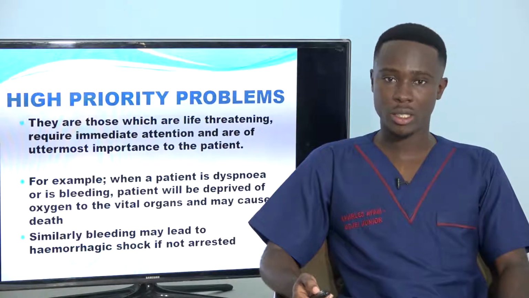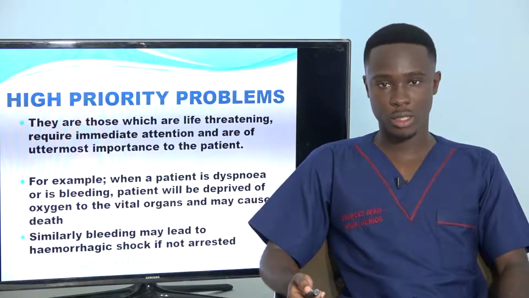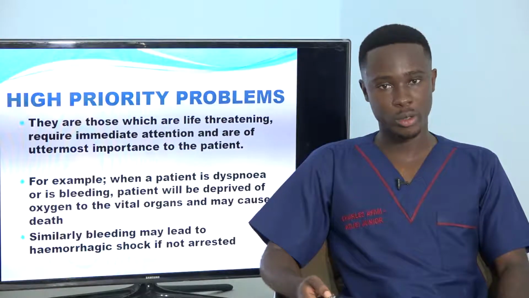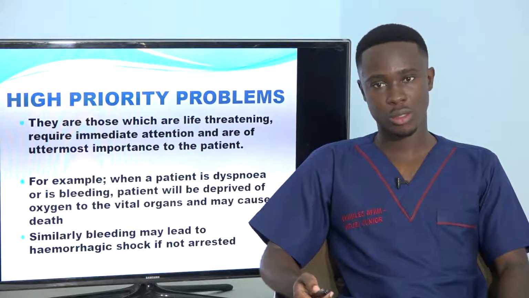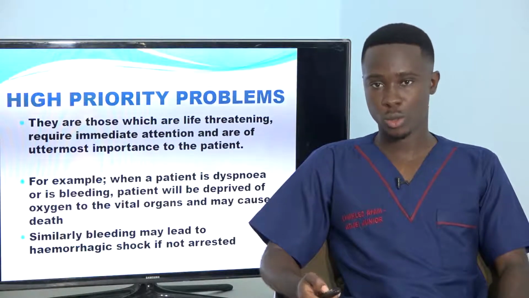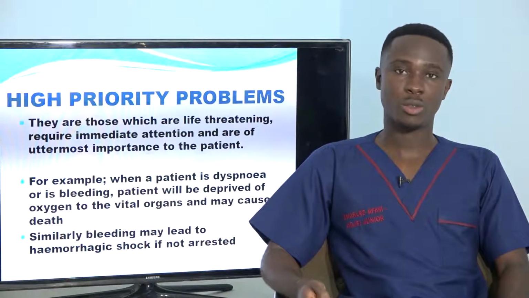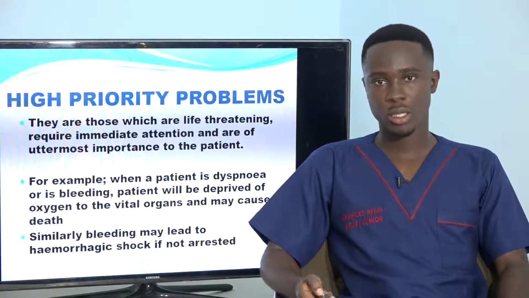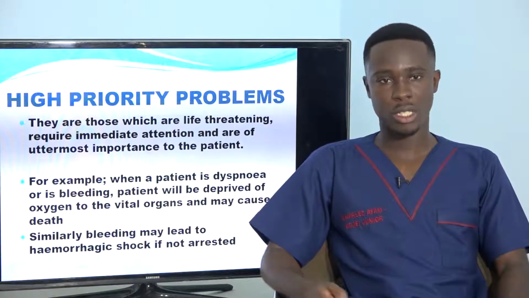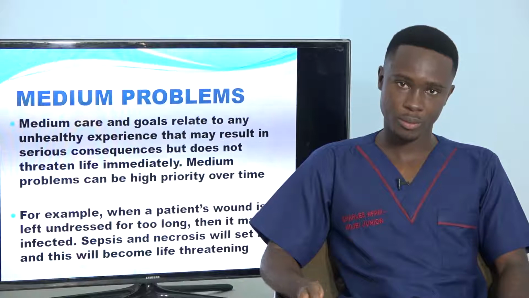Similarly, in bleeding, when you start to bleed, you lose a lot of blood, and you might end up going into hemorrhagic shock if the bleeding is not arrested. So these examples are high priority problems, and they have to be dealt with first before you look at medium priority problems and low priority problems.